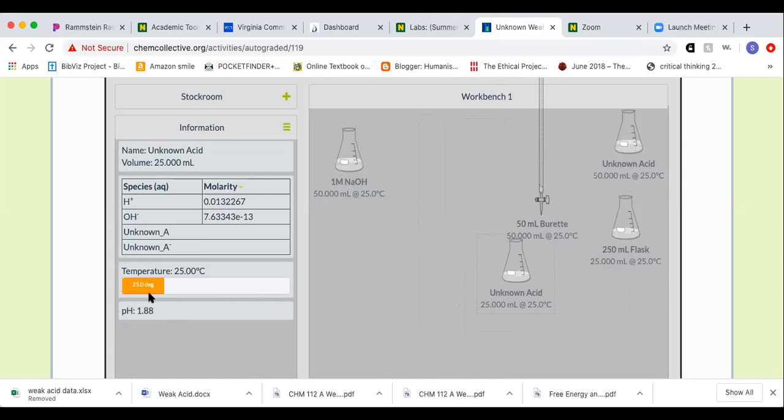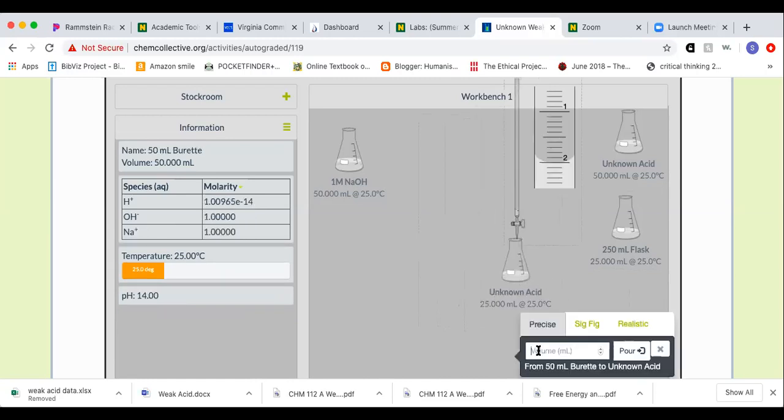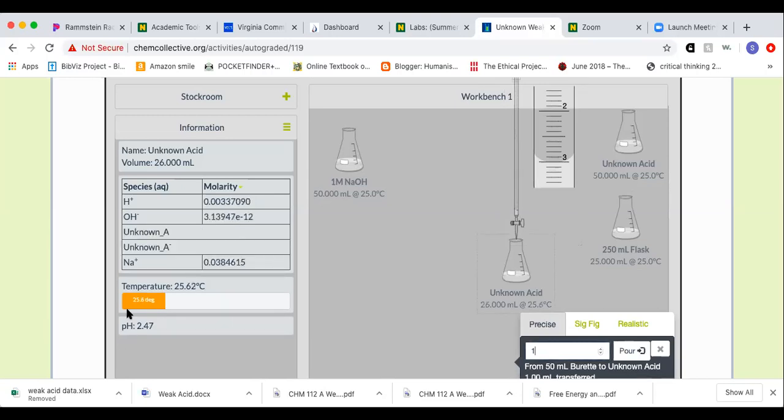So this is the pH before we've added anything to it, okay? So now if we put this on here, and I did this for the first trial, we're just adding 1 milliliter at a time to see what happens. And when I add 1 milliliter, automatically here you'll see the pH now jumped to 2.47.